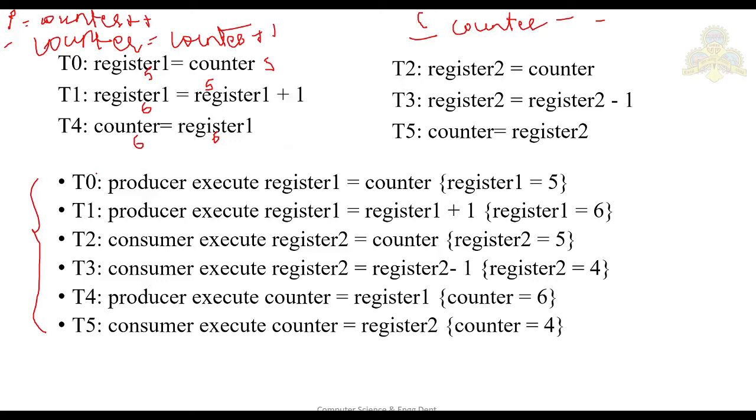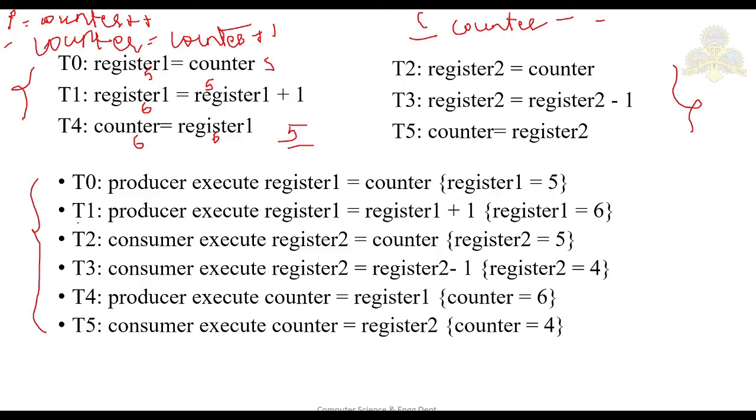First, T0 would be executed. We'll assume the counter value is 5. This side is the producer, and the decrementation is your consumer. So T0 is in your producer. What does it do? Whatever the counter value is, it will put into register 1. We have assumed the counter value is 5, so the producer will execute the statement register 1 = counter. That means your register 1 now has the value 5.